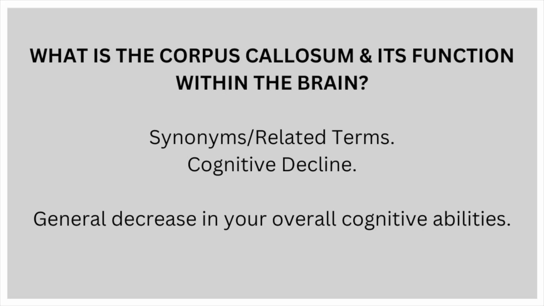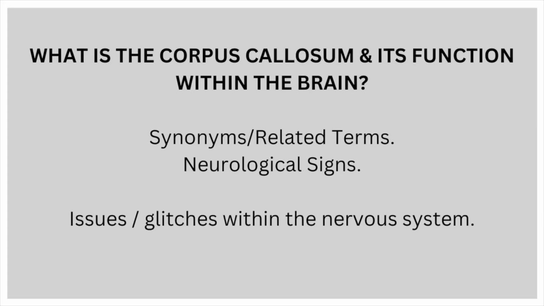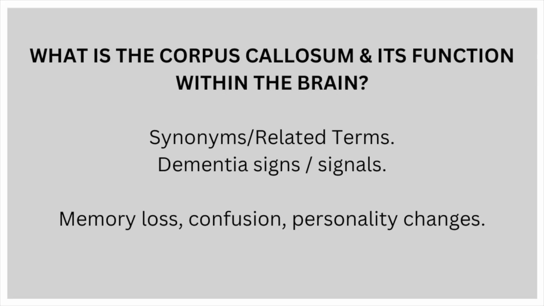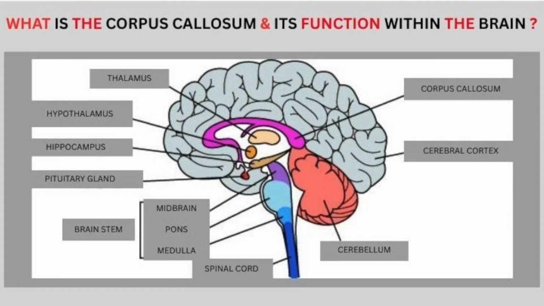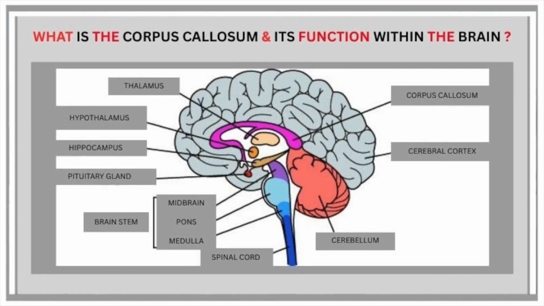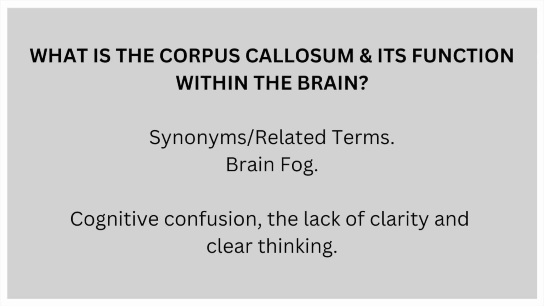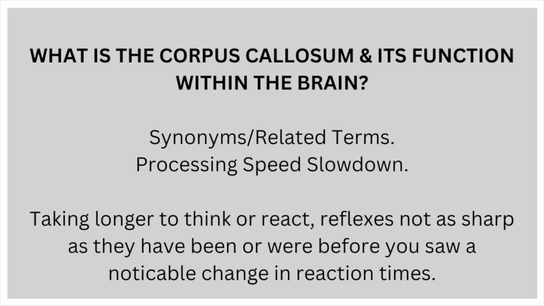Synonyms and related terms: cognitive decline, a general decrease in overall cognitive abilities. Neurological signs, this being issues or glitches within the nervous system. Dementia signs and signals: memory loss, confusion, personality changes. Brain fog, cognitive confusion, the lack of clarity and clear thinking. Processing speed slowdown: taking longer to think or react, reflexes not as sharp as they were before, and a noticeable change in reaction times.